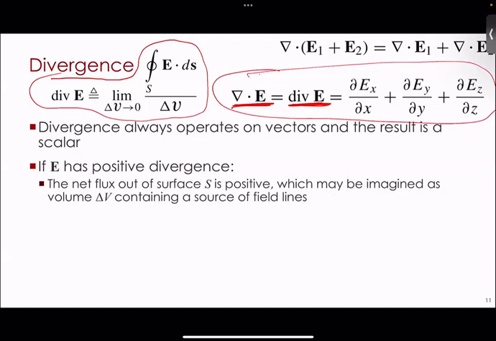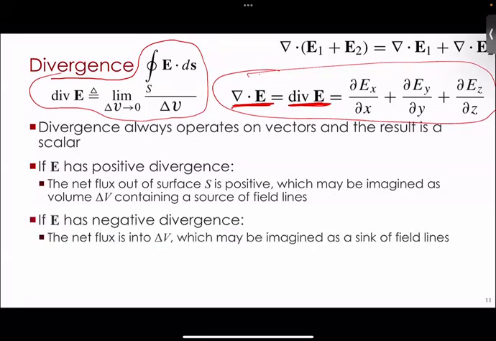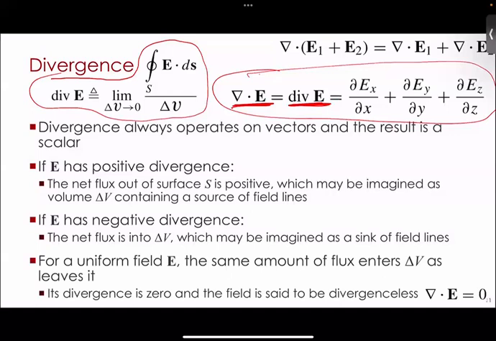That scalar tells you, is it acting as a source of field lines or is it acting as a sink of field lines? If you get a positive number, that means it's a source. If you get a negative number, that means it's acting like a sink. Okay. If you get 0 for the divergence, it's divergence-less. It's like a uniform field passing through. It doesn't act as a source or a sink.